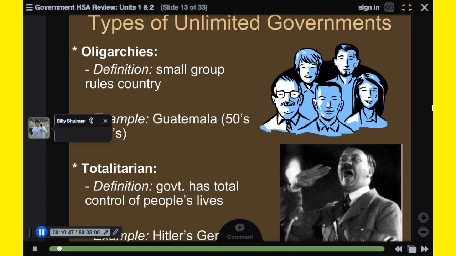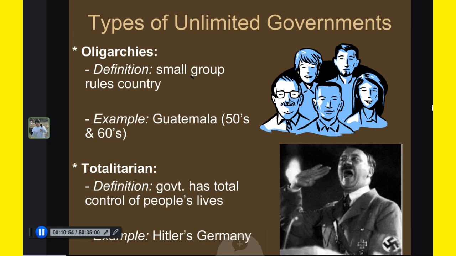Third type of unlimited government are oligarchies. And in an oligarchy, you have a small group of people that rule the country. Not too many oligarchies pan out. Usually when you have more than one person in charge, they often fight, have a war, and kill each other, and it gets messy.